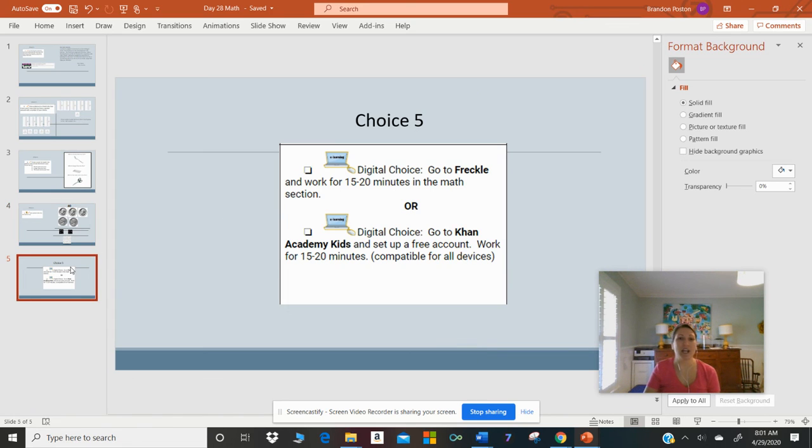And your last choice, as always, is your digital choice. You can go to Freckle and work in the math section or the Khan Academy.